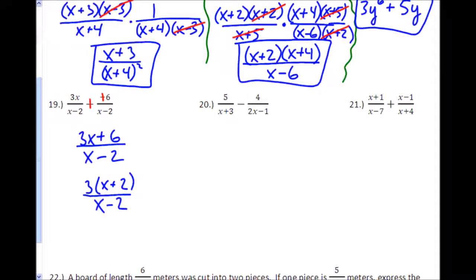Which doesn't really help me. Nothing cancels out. So I can either leave my answer the way it was or write it as the 3x plus 2 over the x minus 2. Okay. For the next one, I do not have common denominators here.